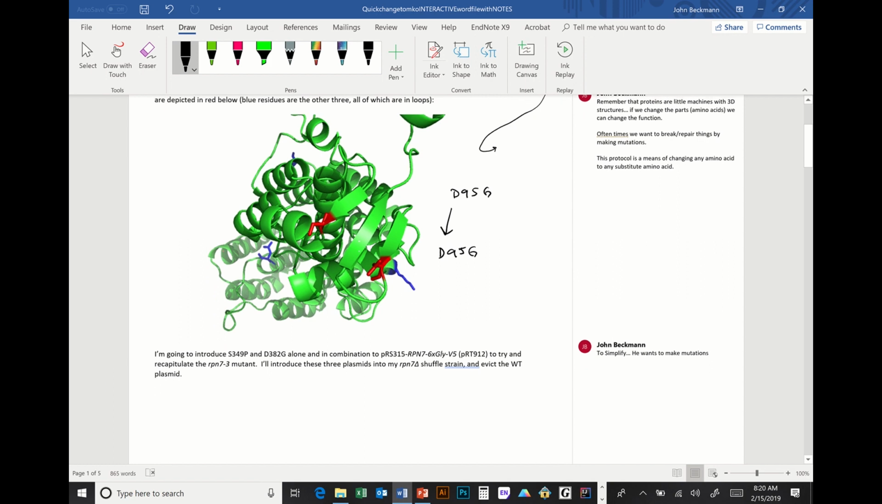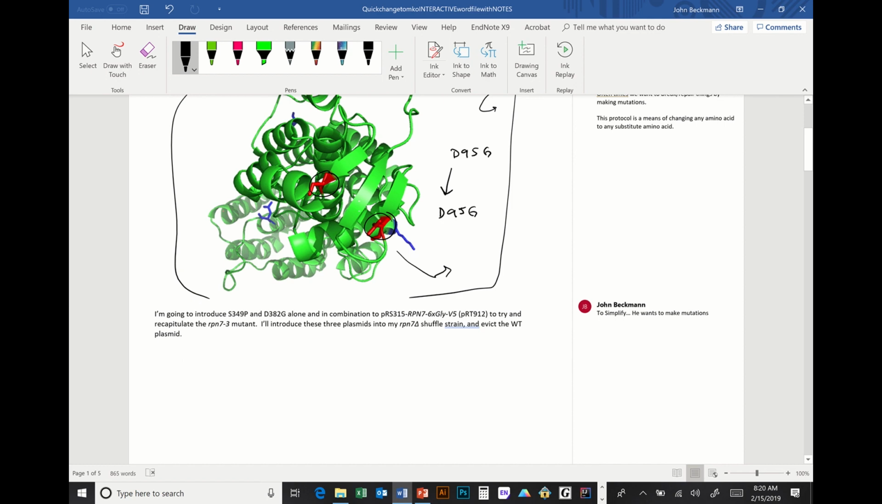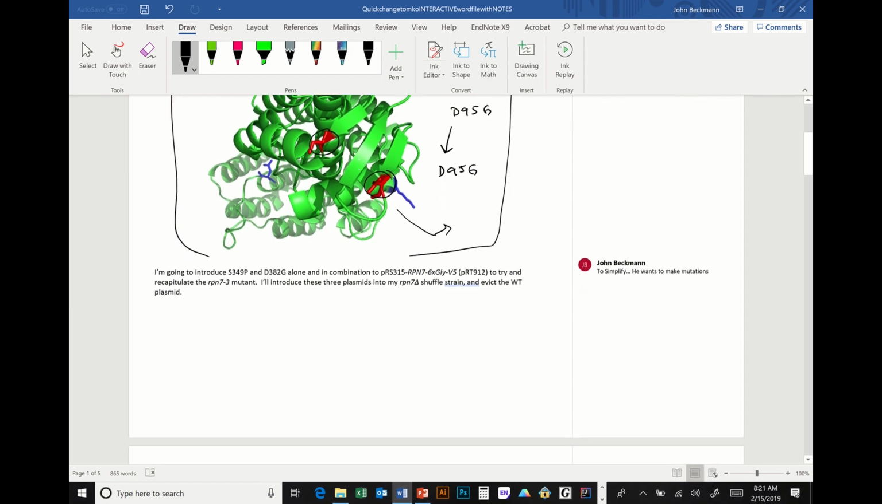Remember that proteins are little machines. Here he gives you a 3D structure, though you guys don't have to do this. It's very important to remember that proteins are like little machines, and they fold into these 3D conformations with alpha helices and beta sheets. Here he's marked specific sites that he thinks are important for interacting with particular chemicals or reagents in the cytoplasm. He's highlighted these, and these are the things he's going to mutate. If we want to change amino acids, we will change the function. I already talked about that.